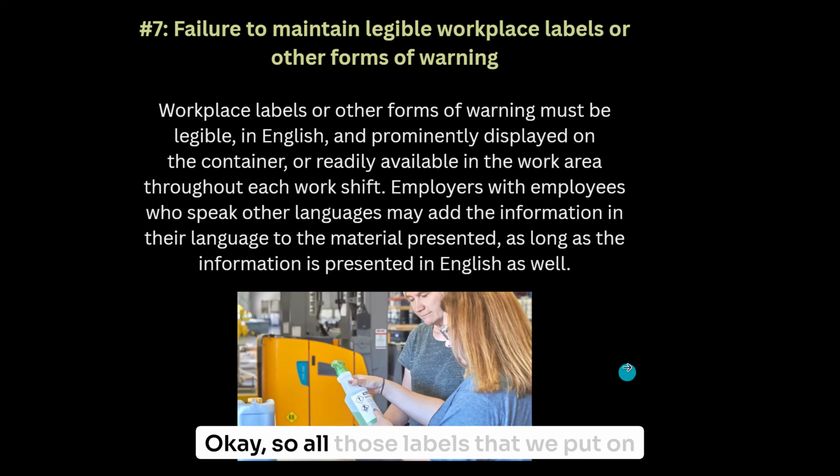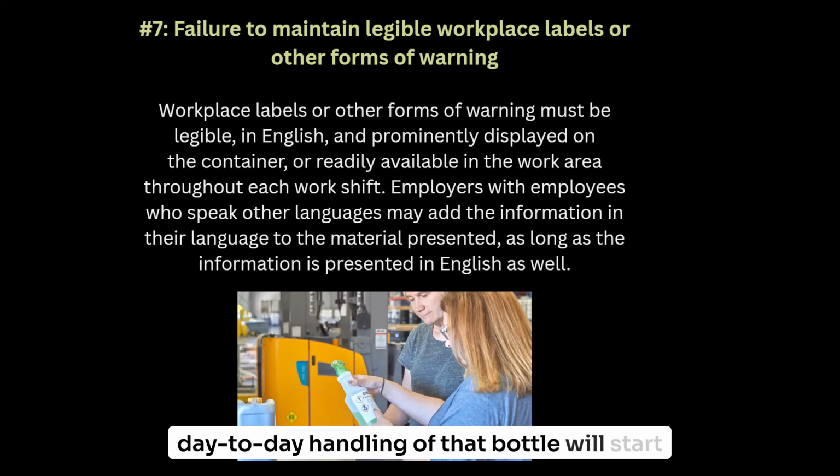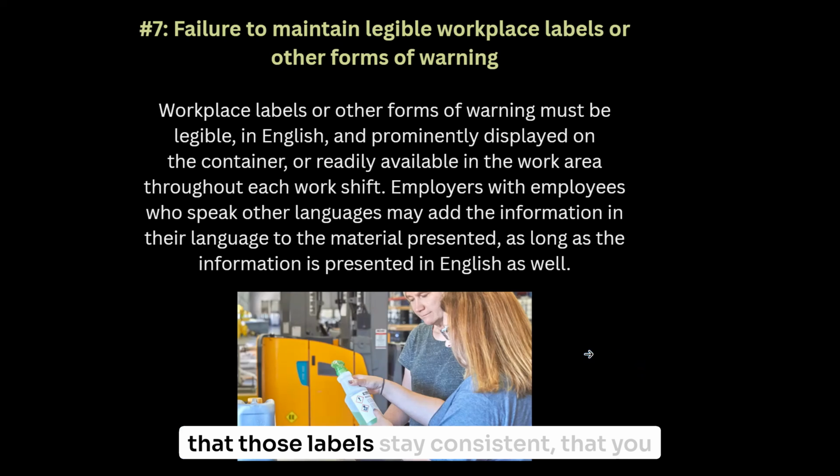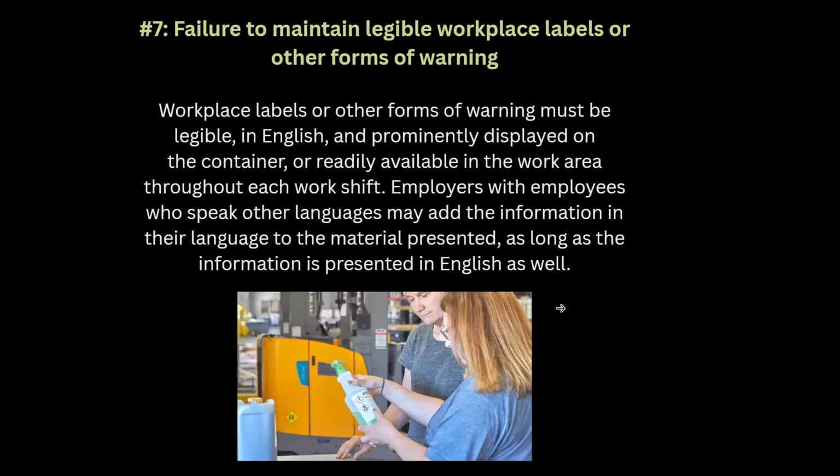Okay, so all those labels that we put on spray bottles and stuff, after you use them for a while, either the chemical will start to erode the label, or just the day-to-day handling of that bottle will start to erode the labeling. So you have to make sure that those labels stay consistent, that you can always read what it states is in the bottle.